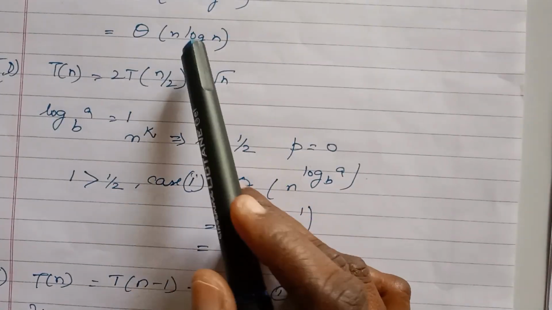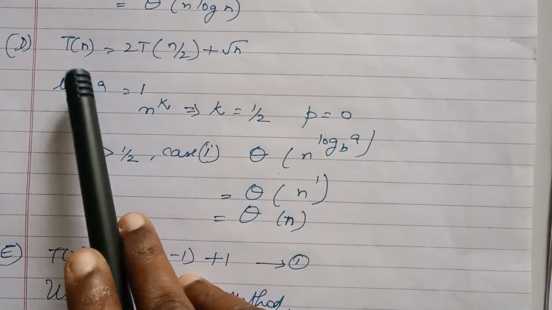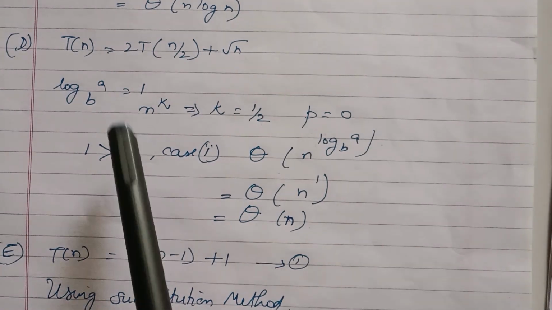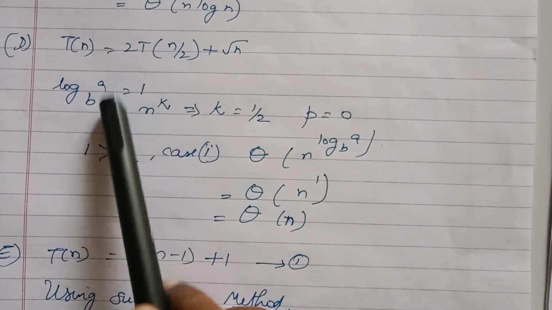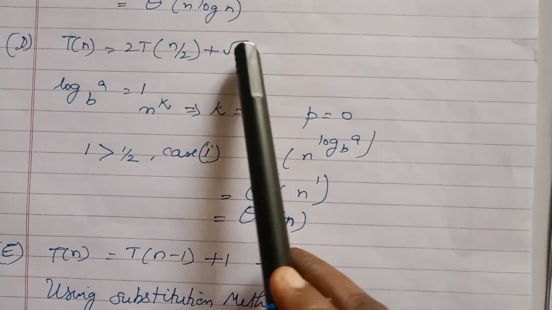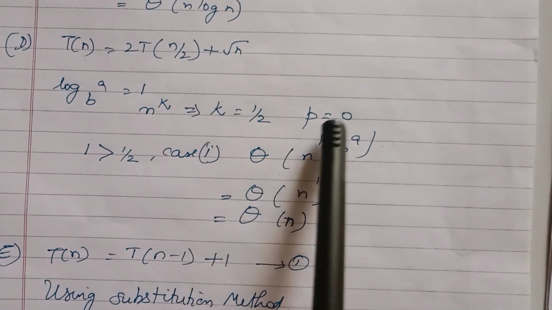So this is the answer for C. Now option D. T of n equal to 2T(n/2) plus root n. Here also you find log ab is 1 because a is 2 and b is 2. So log ab is 1. And n^k. So what is the value of k here? Now root n means n to the power of half. So k becomes half, and p equal to 0.